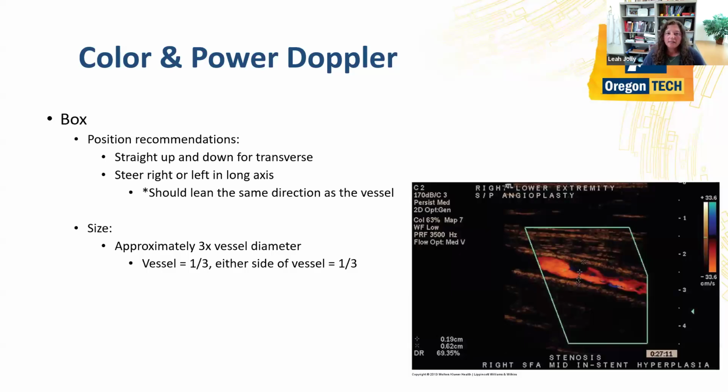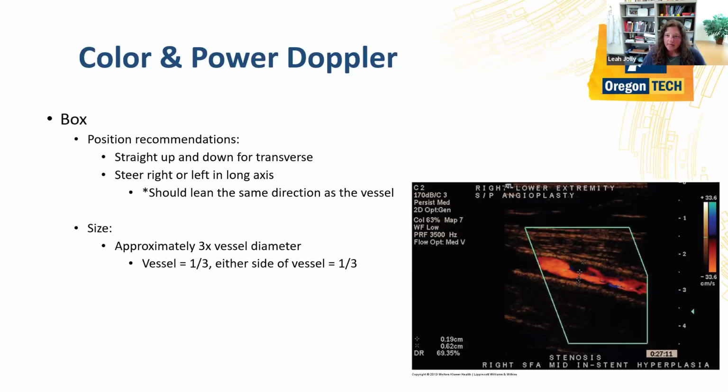In long axis, you want to steer the box in the same direction as the vessel. So in this case, we can see that this vessel is sloping from top left to bottom right, and we want to steer the box that same direction. So these side bars on the box steer also top left to bottom right. And so that helps us to know that we are accurately interpreting which way the flow is going.